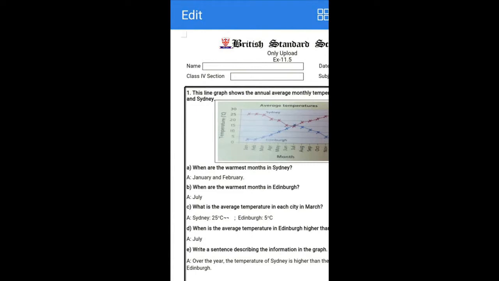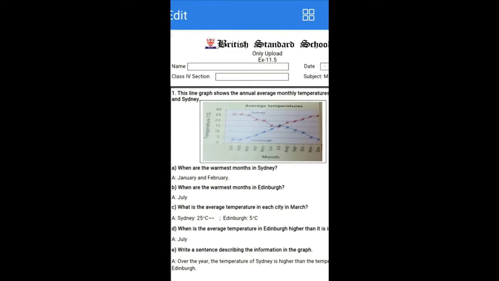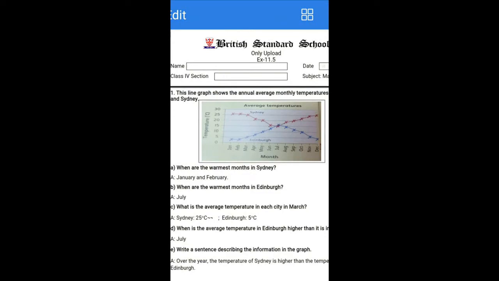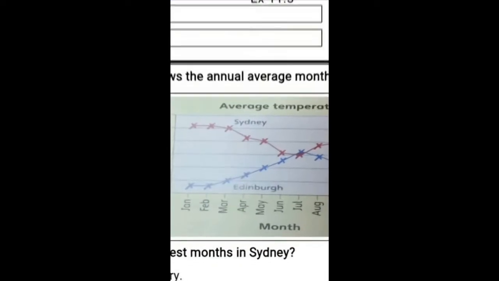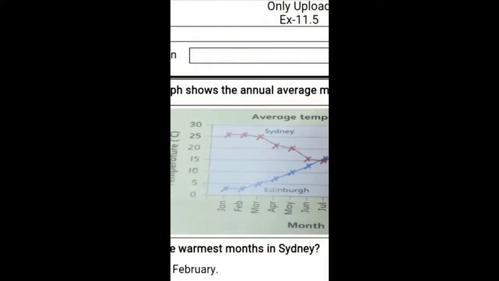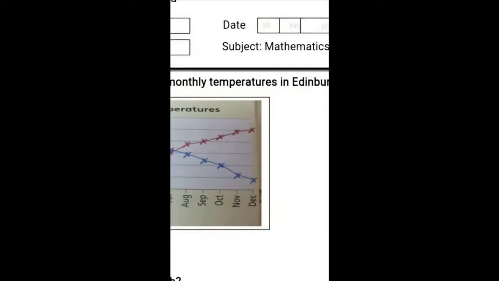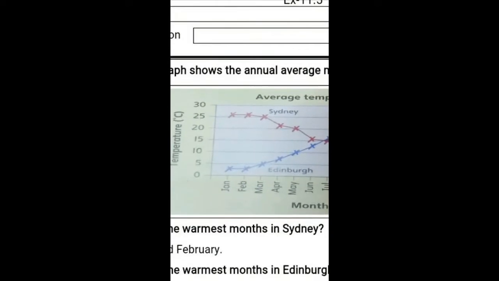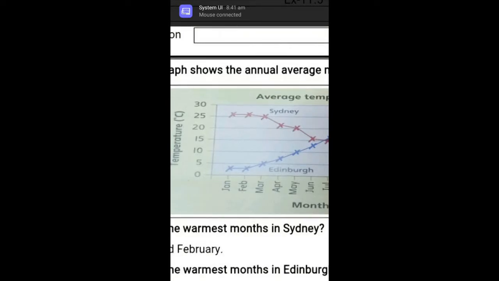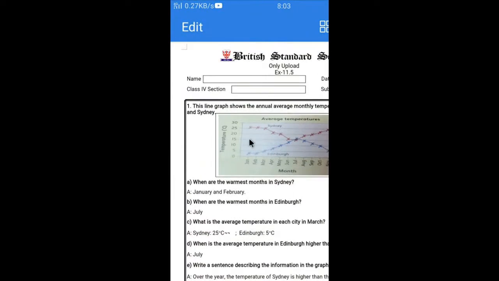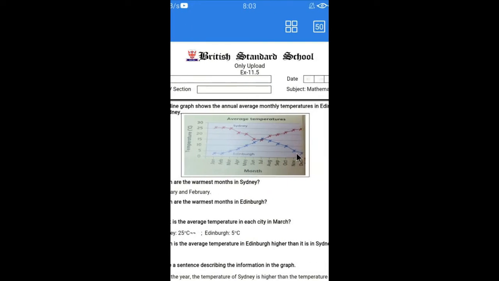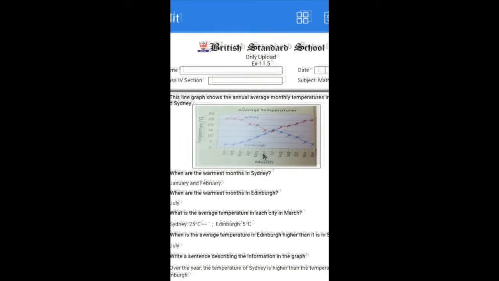A number. When was the warmest month in Sydney? Warmest, the hottest. If we follow the picture, you can see that the highest is a little more than 25 in the first 2 months, and December it was 25. So we can say these two, January and February, are the highest in Sydney. So our answer A: the warmest month was January and February. When was the warmest month in Edinburgh? According to the Edinburgh picture, the highest one, you see that July was the highest over here. So July is answer B.